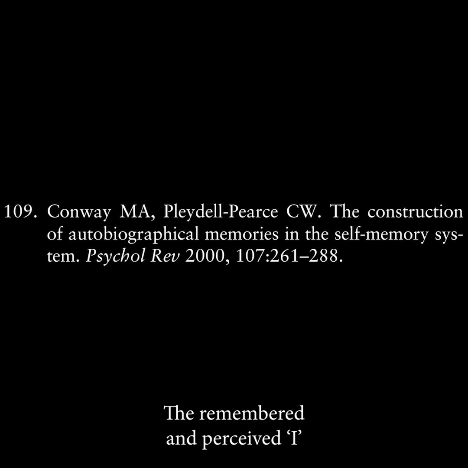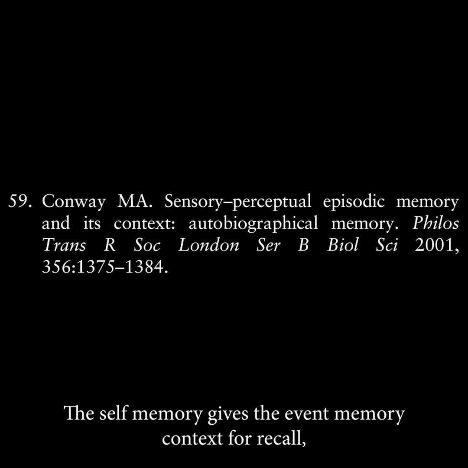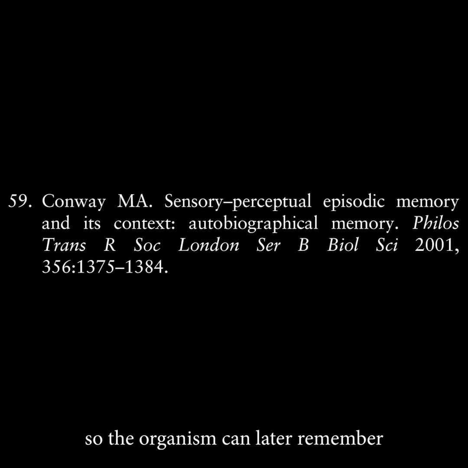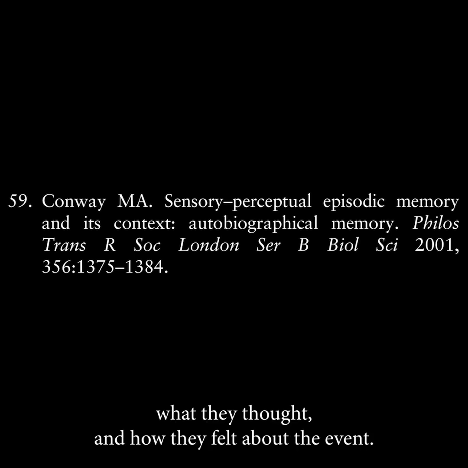The self in memory. The remembered and perceived I is a model built upon a semi-permanent armature of habitual self-concept and body image. This model is fleshed out with the newly formed body sensation, cognition, and fringe reports from the various inward-oriented departments of the brain. And it is that self-construct that is remembered as part of the event. The self-memory gives the event memory context for recall, so the organism can later remember what its various departments are doing, what they thought, and how they felt about the event.